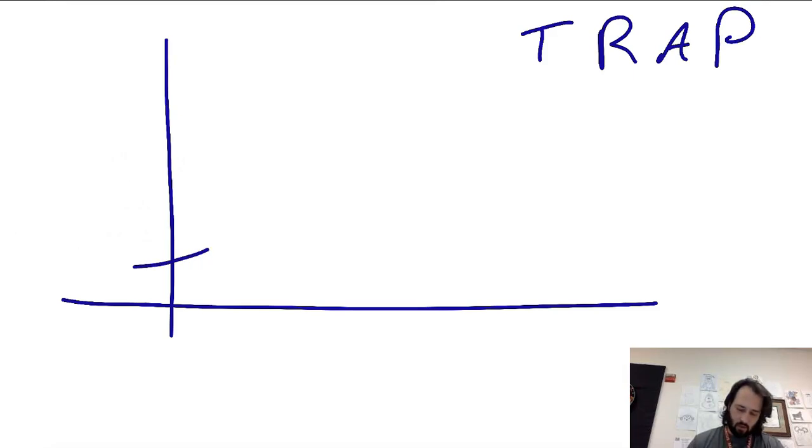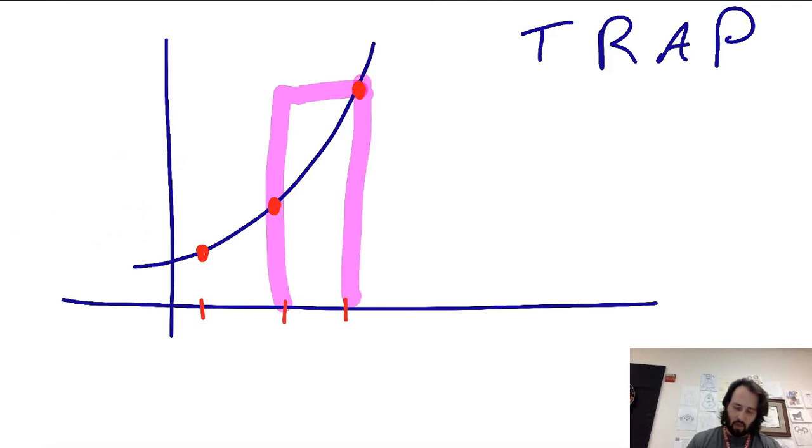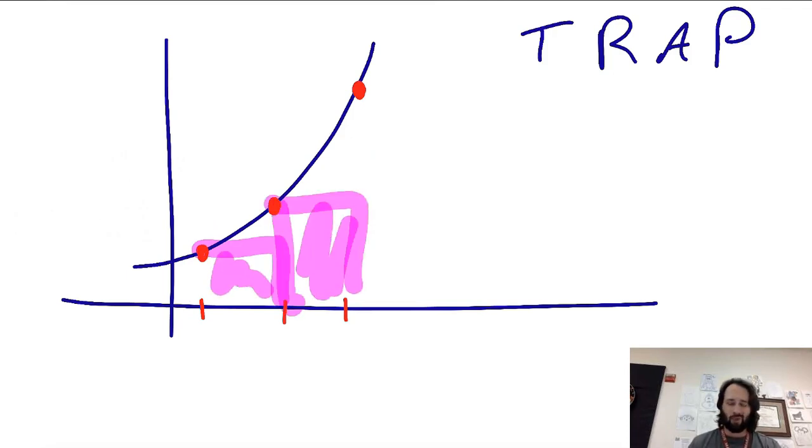If I have a curve, we did it before as a rectangular approximation. Say I'm going from this point to this point, and let's just do two subintervals. Here's the area I'm trying to find. The rectangular approximation was okay: there's our right approximation, here is our left approximation, but it's not really that great.